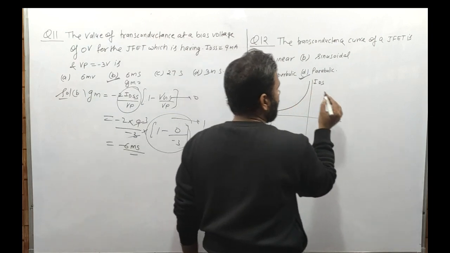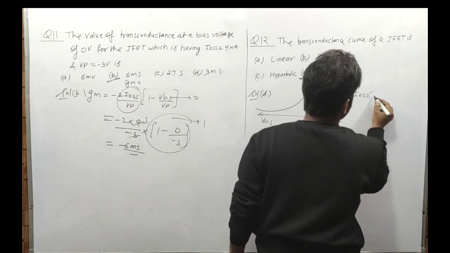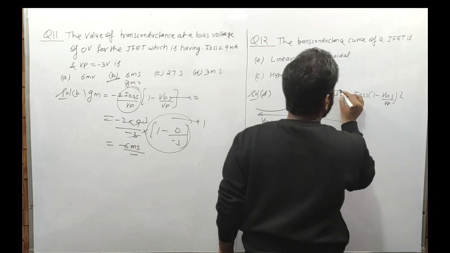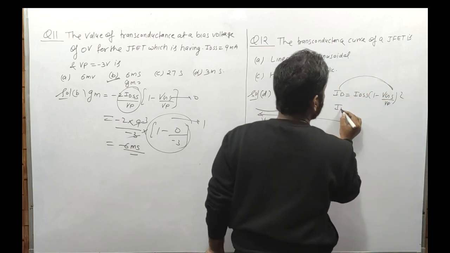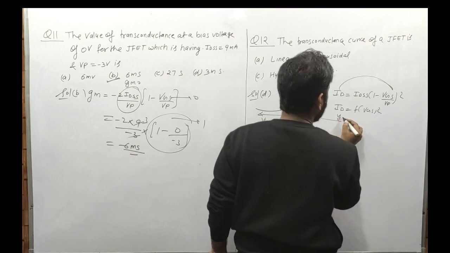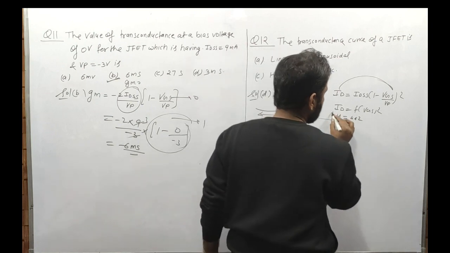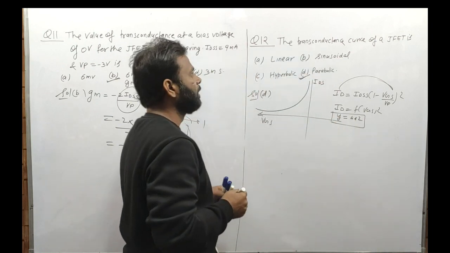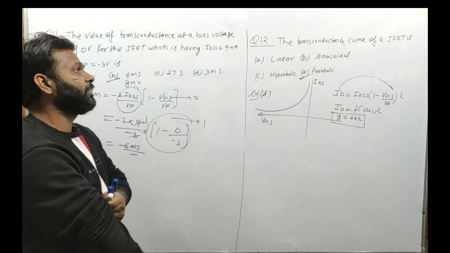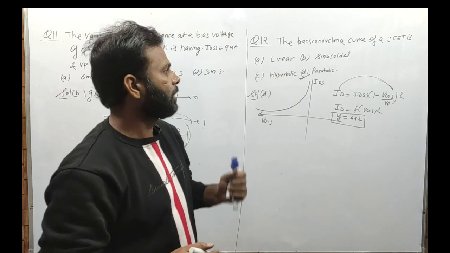Now if you have basic knowledge, then ID equals IDSS times (1 minus VGS upon VP) whole square. You see this relation: ID is a function of VGS squared, then y equals 4x squared. If you see, that is the parabolic equation. That's why the transconductance curve or the transfer characteristic of a JFET is similar to a parabolic curve. Clear till here?